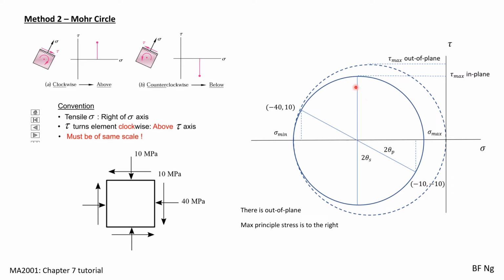To get the maximum in-plane, it will just be the maximum value from the original Mohr circle. To get the maximum out-of-plane shear stress, we draw a larger circle that touches the origin. And the peak tau here on the new circle will be the maximum out-of-plane shear stress.